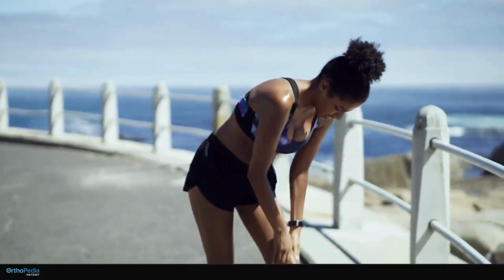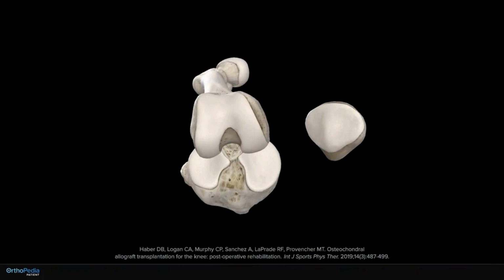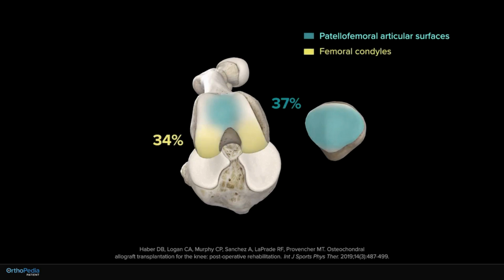In athletic populations, the most common areas to develop a cartilage defect are the patellofemoral surfaces, which include the underside of the kneecap and front portion of the end of the thigh bone. The femoral condyles are the next most common at the end of the thigh bone, followed by the tibial plateau at the top of the shin bone.